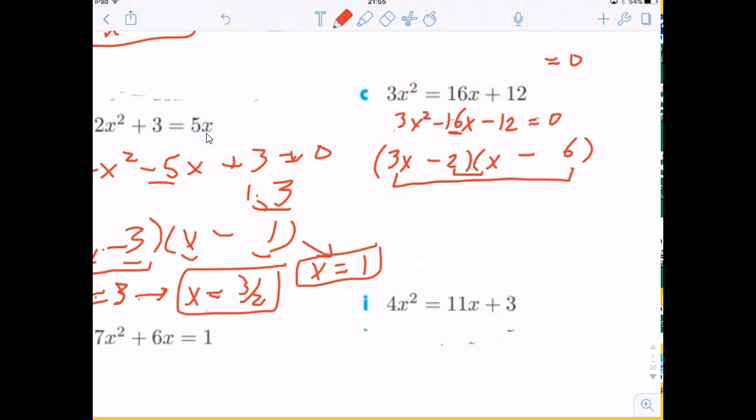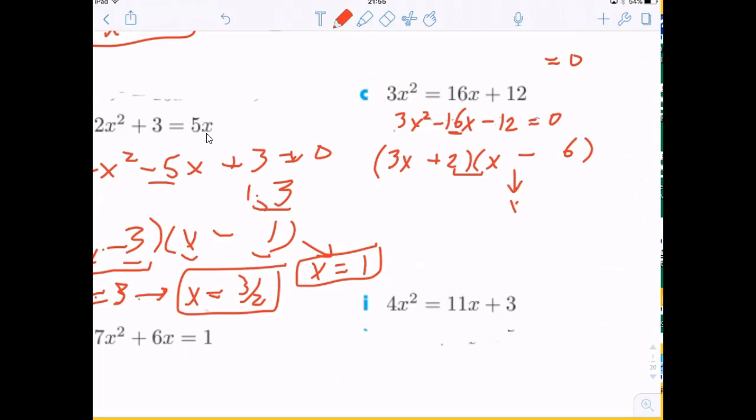Okay, so -2 and -6, one of them has to be positive. I'm going to guess it's this one. The reason why is -16 is a negative number. So obviously it's going to be -18 plus 2 and not +18 minus 2, right? So I guessed right.